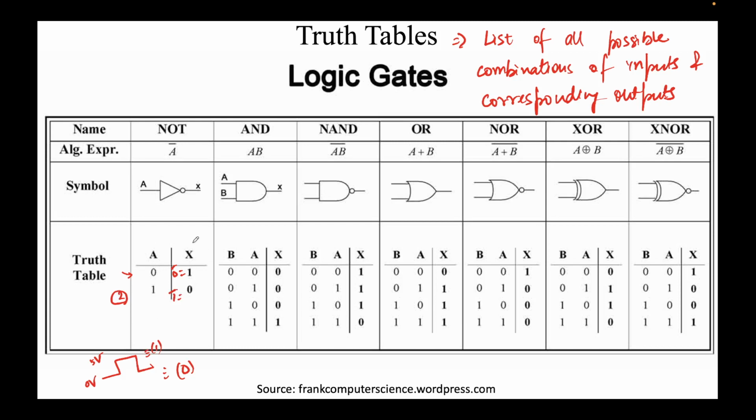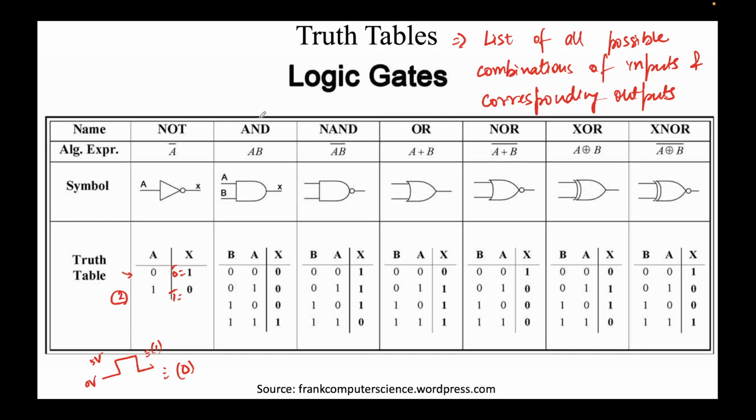So this complete thing which you see over here is called a truth table because it lists all the possible combinations of inputs. So what are the possible combinations? A can be 0 or A can be 1, and then the corresponding output. So I obtained the output corresponding to each row. Okay, let's do one more example.